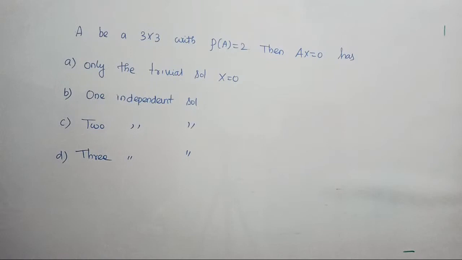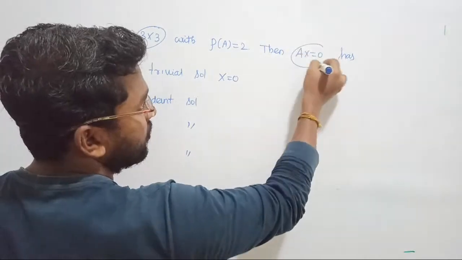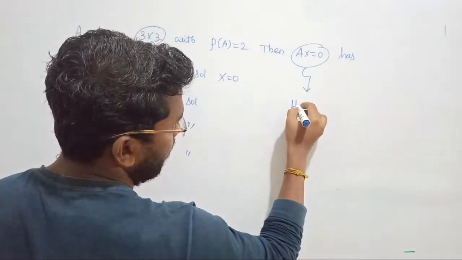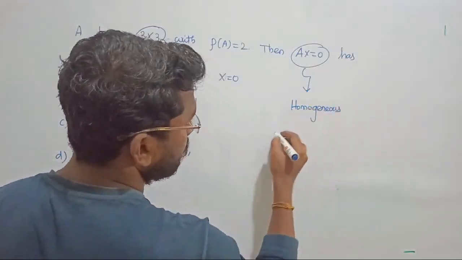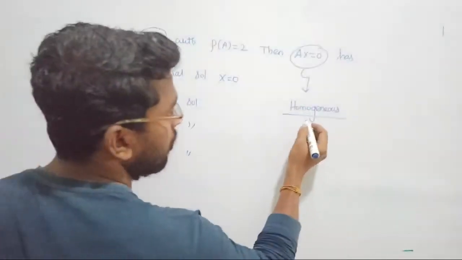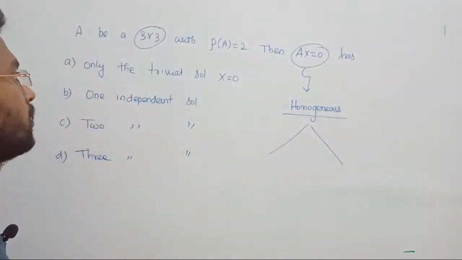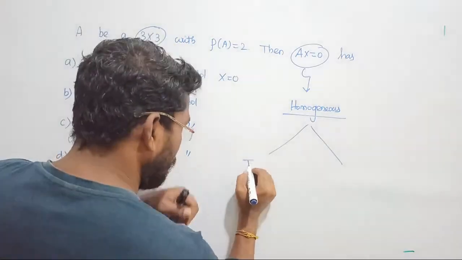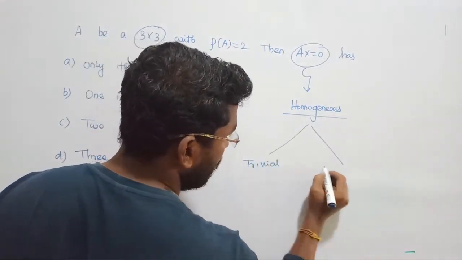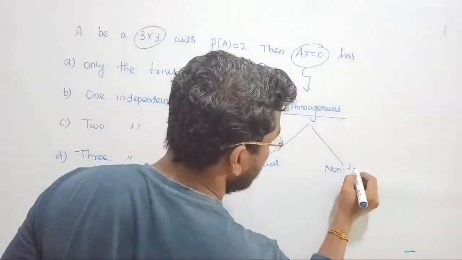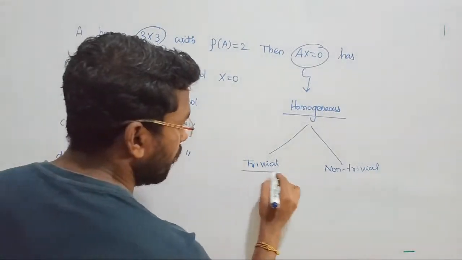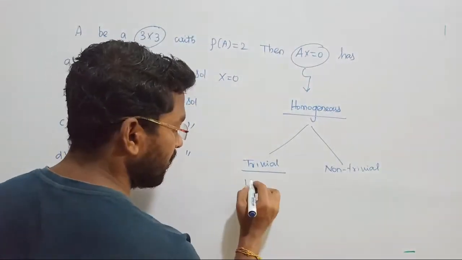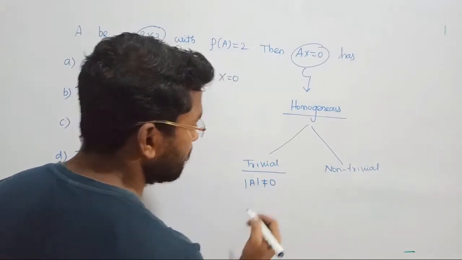First of all, let us collect the data. Given it is a 3 cross 3 matrix, first conclusion. And second, they said that it is a homogeneous system. Just now, we recapped the properties of a homogeneous system. In case of a homogeneous system, what we saw, there are two possibilities. Our system might have a trivial solution or a non-trivial solution. Now, when we are looking for a trivial solution, the corresponding matrix is a non-singular matrix. Its determinant is not equal to 0.